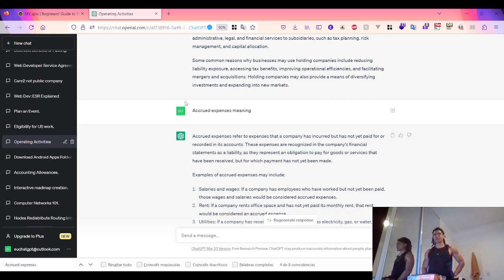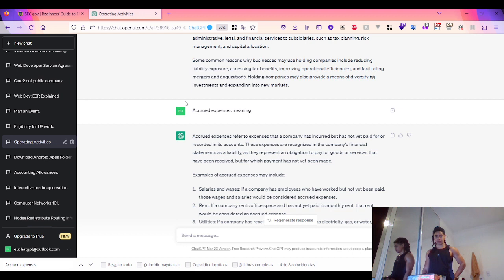So this is accrued expense. Okay, they are obligations to pay for good or service that has been received. I already received this, but I need to pay that in the future. So, for example, salary and wage, rent, utility bills, taxes.